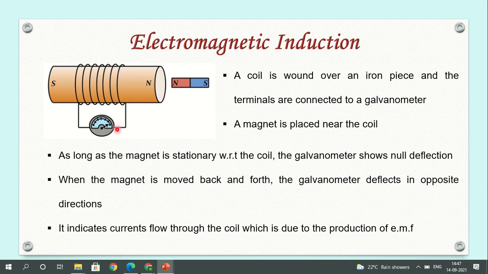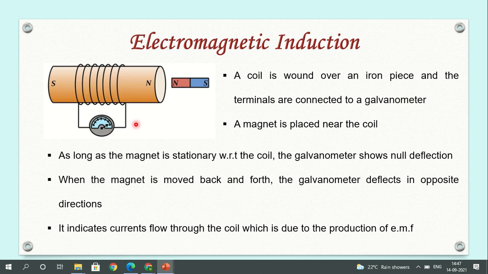opposite directions. That means if we move the magnet towards the coil, the galvanometer will deflect in one particular direction, and if we move the bar magnet away from the coil, the galvanometer will deflect in the opposite direction. So a deflection in the galvanometer means there is current flow through the coil.